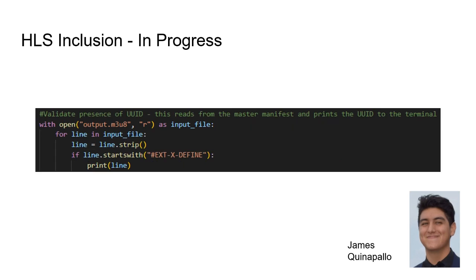And here you can see that Charles and I were working on validating the presence of a UUID, and we start by reading the manifest labeled output.m3u8 and then find where the line begins that says #EXT-X-DEFINE, which is a line that contains the UUID that we embedded within the manifest. And then it prints that line to the terminal so that we can read it.